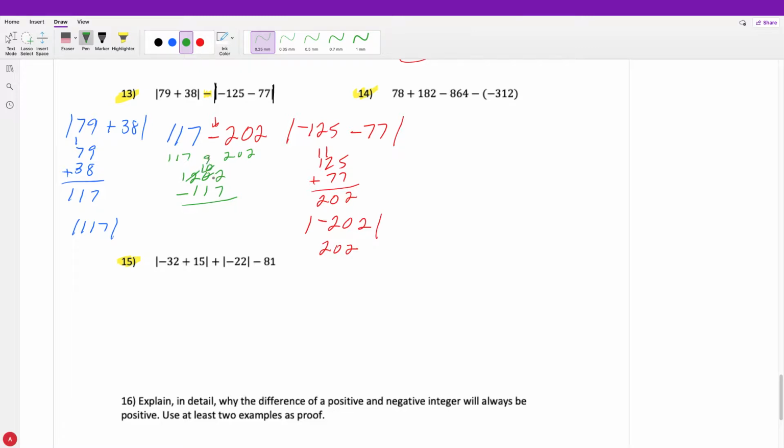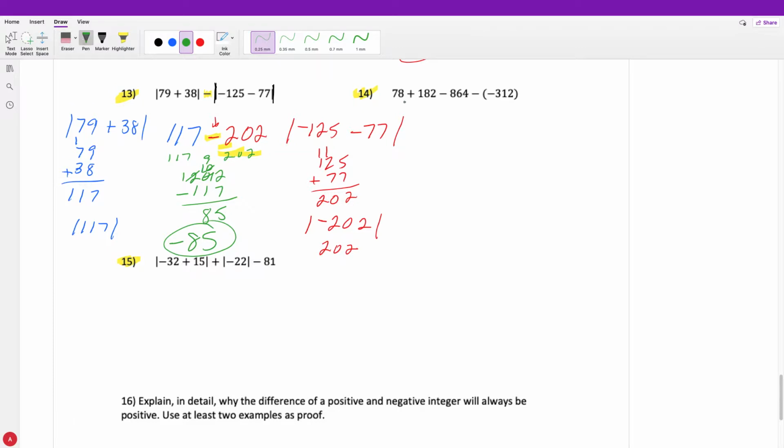Then I need to borrow 1 from that, so it moves to a 9. So 12 minus 7 is going to give me 5. 9 minus 1 gives me 8, and the 1s will then cancel out to give me 0. Since our larger number, 202, was actually negative, that means that our final answer is going to be negative. So it's negative 85.